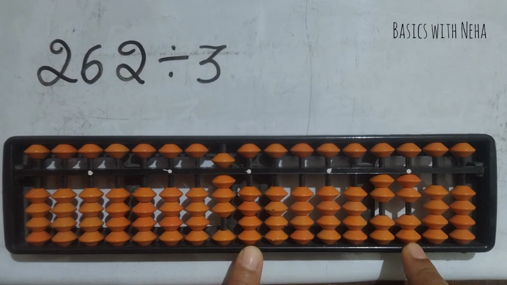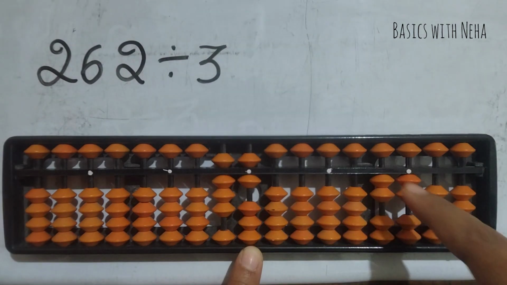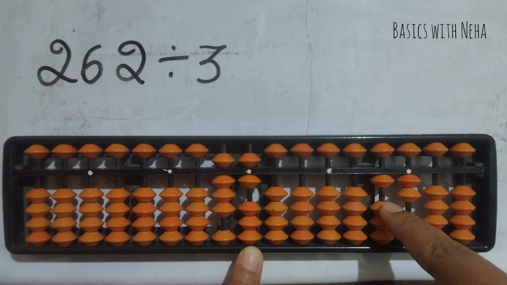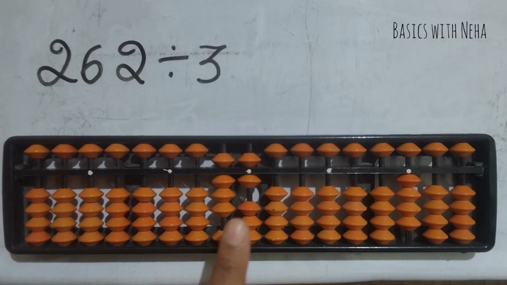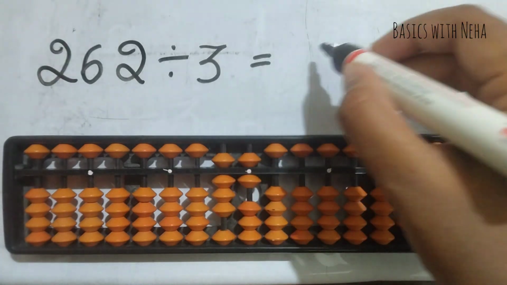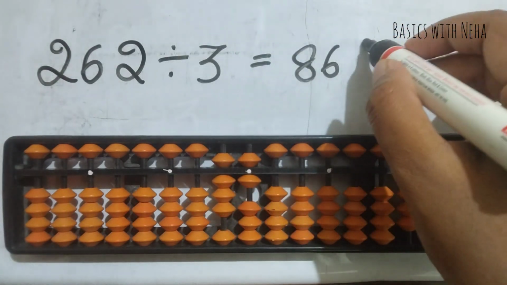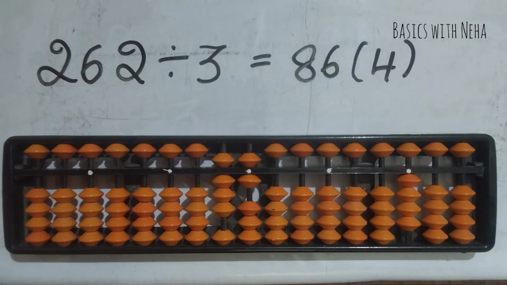So 3 6 is 18. So I'll take 6 and I'll remove 18 from this. 12 minus 8, it is minus 10 plus 2. So my quotient will be 86 and the remainder is 4. I can write it as 86 in the brackets 4. Let's go to the next question.